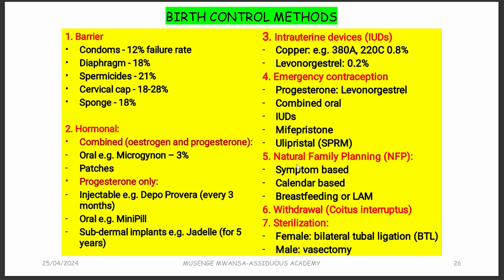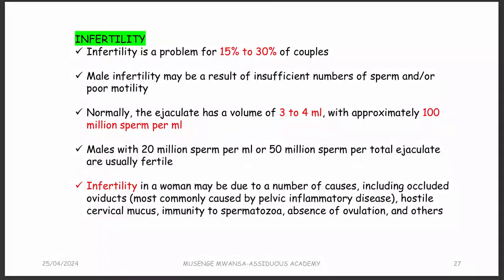Also natural family planning based on symptoms. If you feel that the body is hot, you know ovulation is happening. Calendar-based, breastfeeding, the withdrawal method, coitus interruptus. Though it's a very hard method, it's unreliable because normally you fail to withdraw. Also sterilization: you can cut off the male reproductive system so that sperms are not transported. So all this can happen.